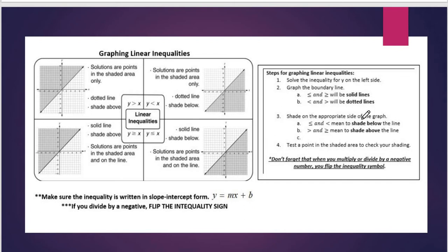Number 3, shade on the appropriate side of the graph. If it's less than or less than or equal, it means to shade below the line. Part B, if it's greater than or greater than or equal, you're going to shade above the line. Number 4, test a point in the shaded area to make sure you have the correct side for shading. And don't forget that when you multiply or divide by a negative number, you must flip the inequality symbol around. Here again, make sure the inequality is written in slope-intercept form, y equals mx plus b, because if you divide by a negative, you must flip the inequality symbol.